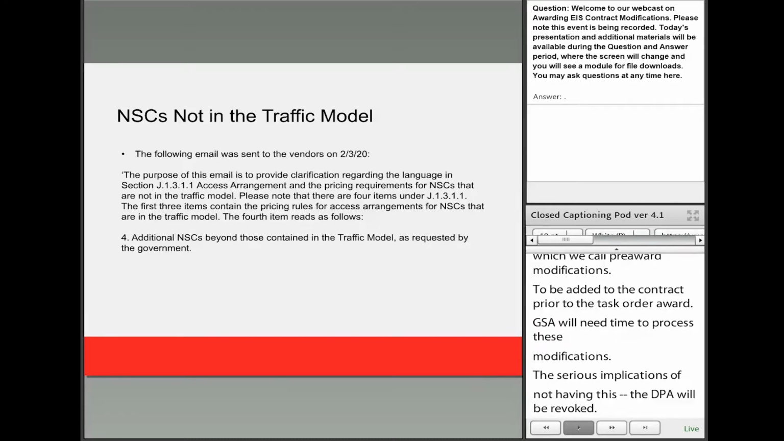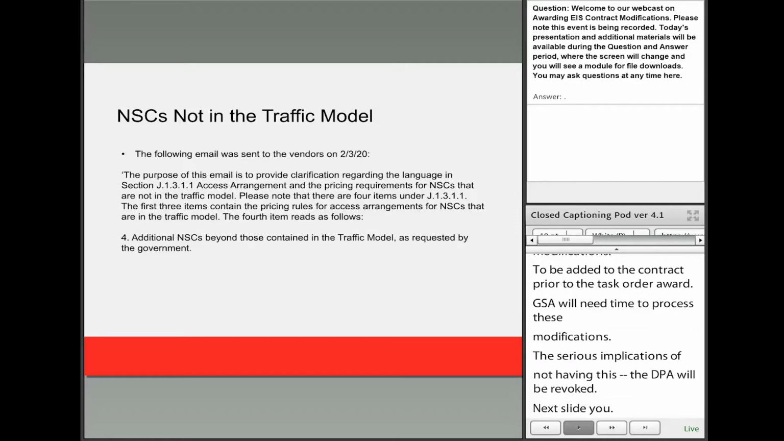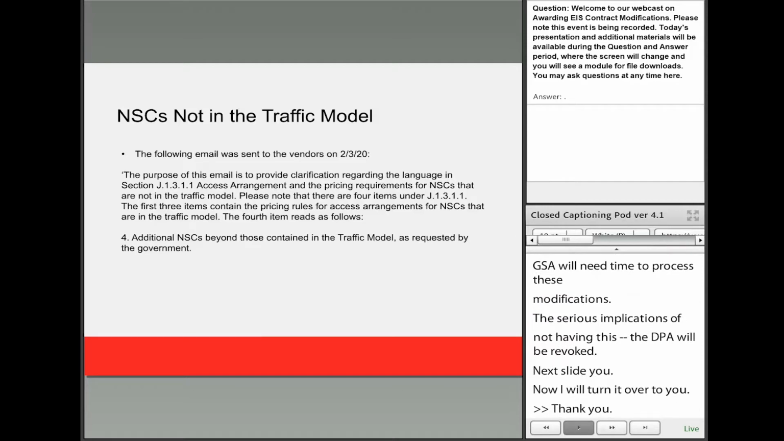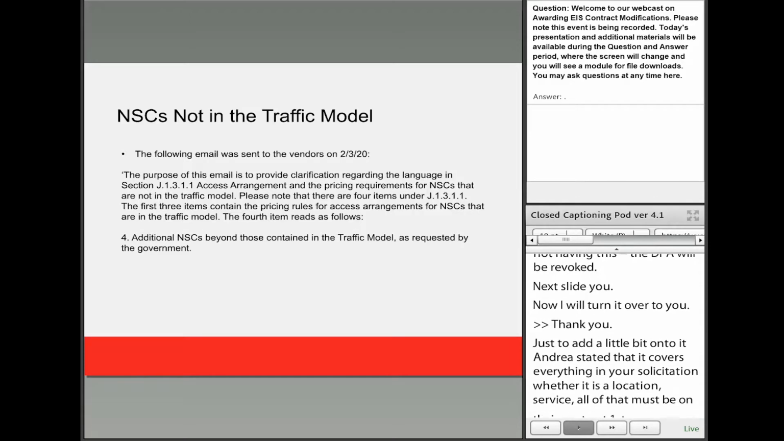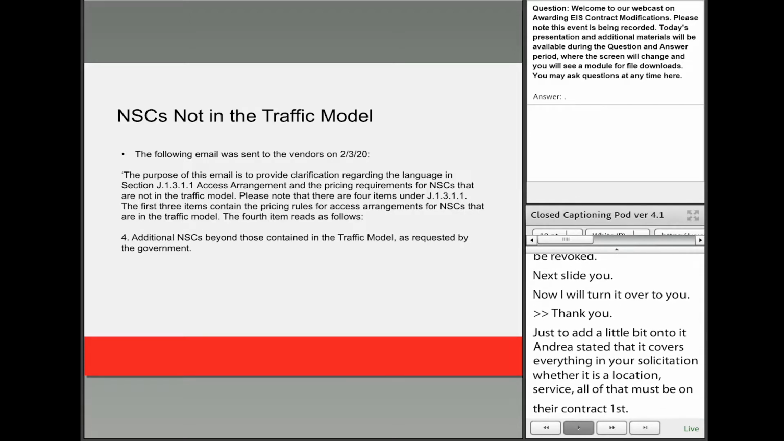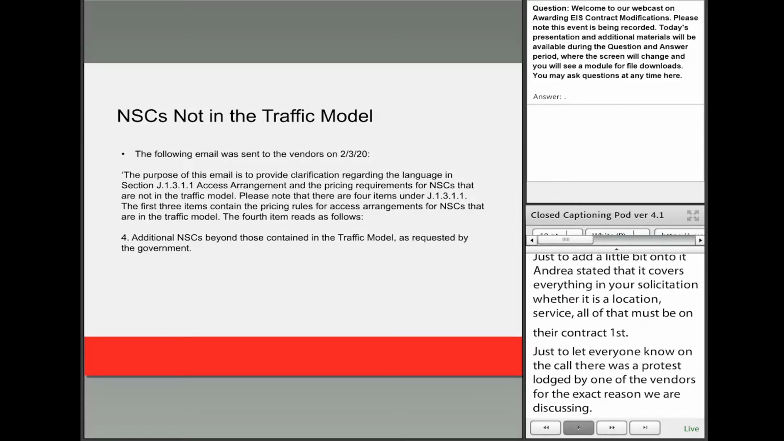Thank you. So just to add a little bit on to what Andrea stated, it covers everything in your solicitation, whether it's a location, a service, a CLIN, all of that must be on their contract first. And just to let everyone know on the call, there was a protest lodged by one of the vendors for the exact reason we're discussing. They said you made an award to a contractor that violated the terms and conditions, specifically clause G325. They didn't have everything on the contract, therefore you couldn't make an award to them.